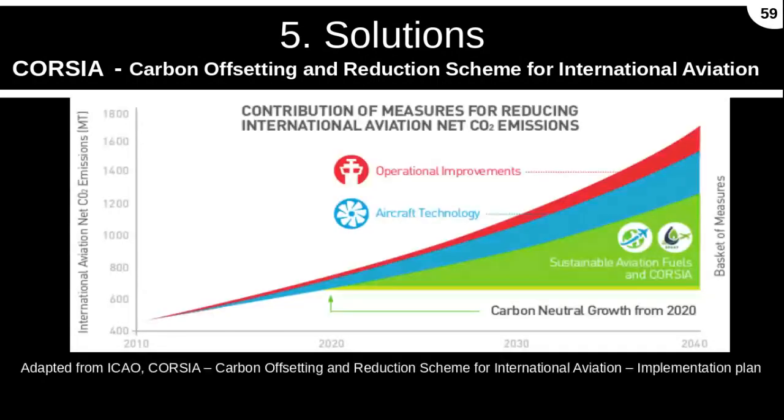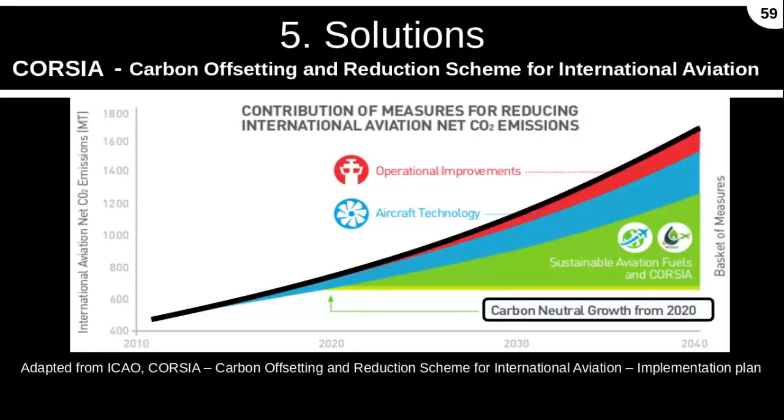Now I'm going to say a few words about CORSIA, which means Carbon Offsetting and Reduction Scheme for International Aviation. It's a plan from the ICAO aiming at a carbon-neutral growth from 2020. What does this mean? The forecast is a growth of international aviation, which would result in a growth of the CO2 emissions if nothing was done.